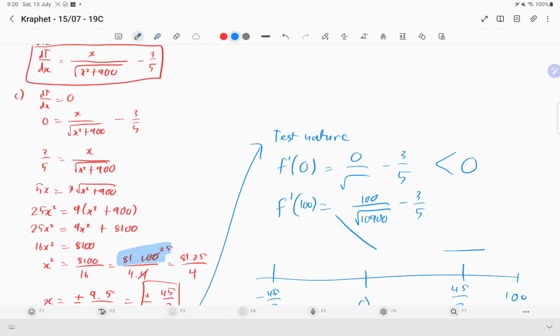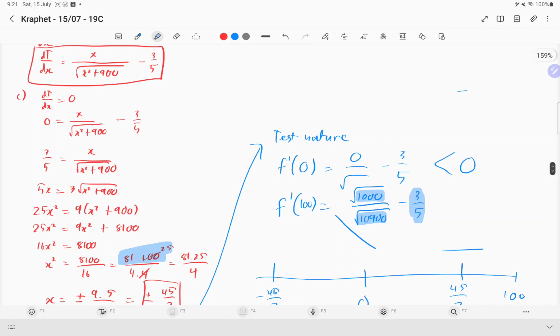Okay, so let's see, so 100 over this one. Now note that 100 squared is roughly 10,000, right? So I can change that one into square root of 10,000 over 10,900. So as you can see, the ratio of 10,000 over 10,900 is closer to 1 than 3 over 5. Does that make sense? Yeah.